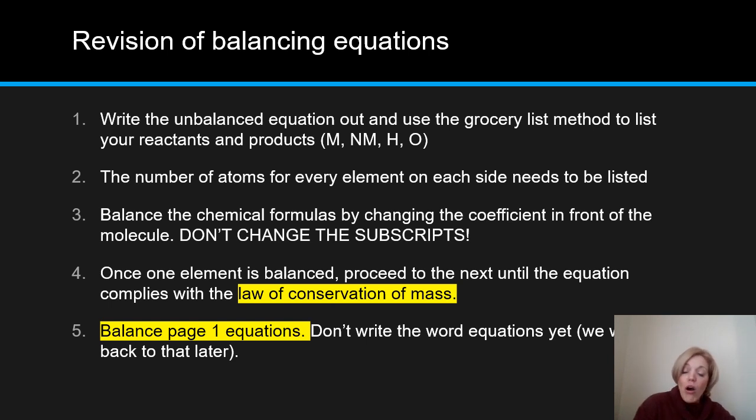So what you're going to do now, before you carry on to the next section, so please pause the video, is you are going to balance page 1 equation. I think there's like 3 or 4 equations there. I don't want you to write out the word equation. I just want you to balance using coefficients. Once you have done that of page 1 of your notes, you can carry on to the next part of the video. So just pause now, do that quickly, and then stop, click play again.